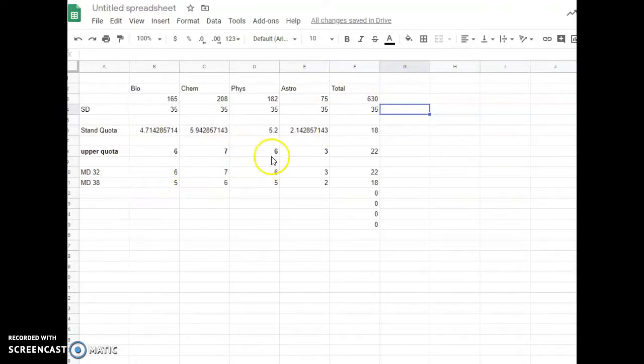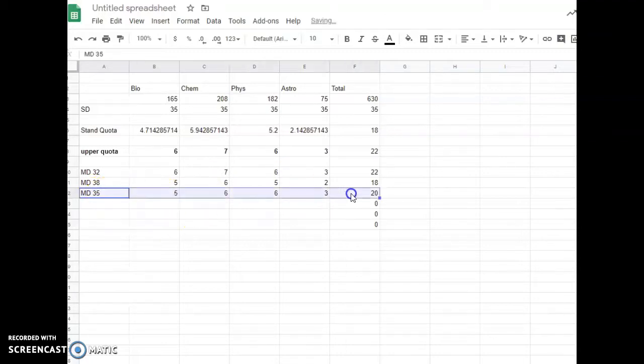And what are we going to get there? So this would become 5. This one would be 6. This would be 6. This would be 3, right? And voila, there's my 20. So my modified divisor needed to be 35. All right? But that gave me my apportionment right there. Bio needed 5, Chem 6, Physics 6, Astronomy 3, and there's my total.